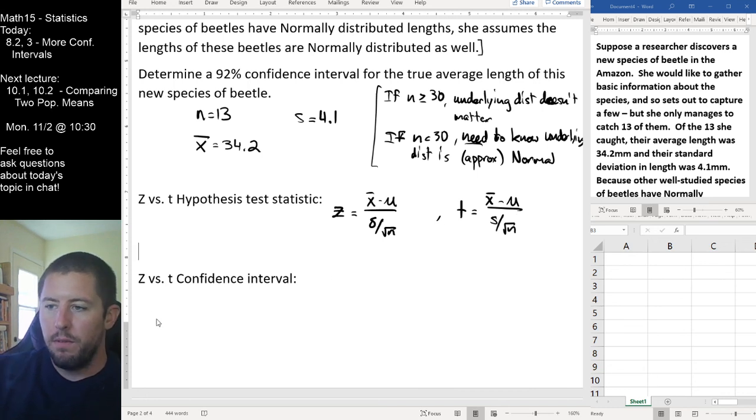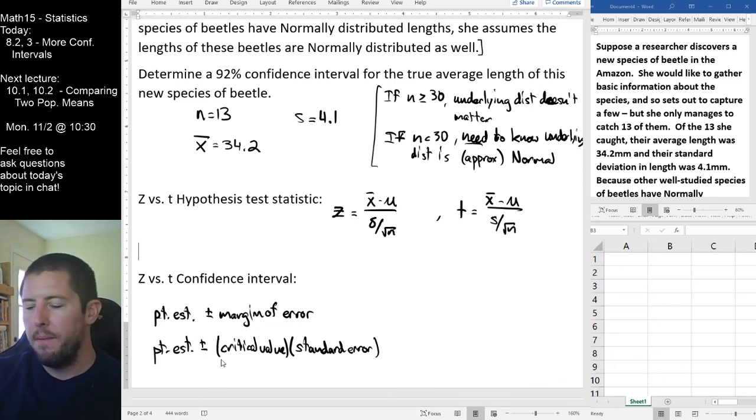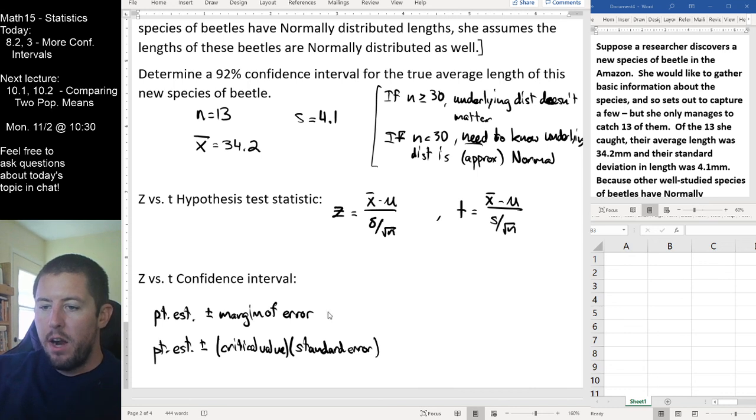Our confidence interval format is always going to be our point estimate plus or minus our margin of error. Our margin of error is always going to be our critical value times the standard error. All right, so this is our general formation of all confidence intervals, and that's exactly what we're going to see right here. I'm going to make my distinction so that I keep my Z stuff and my T stuff distinct.